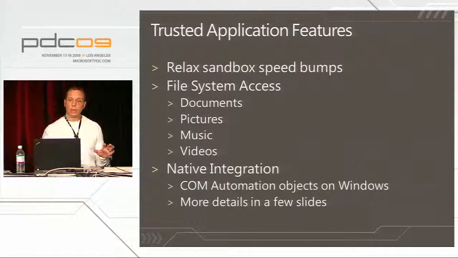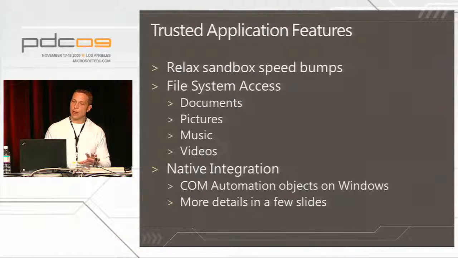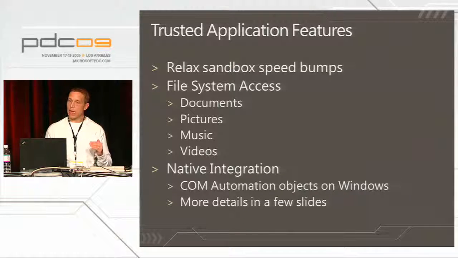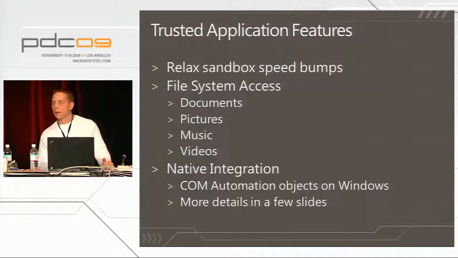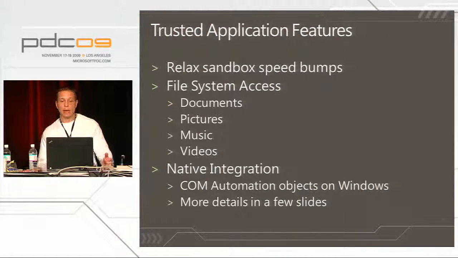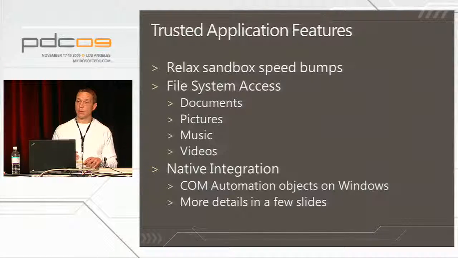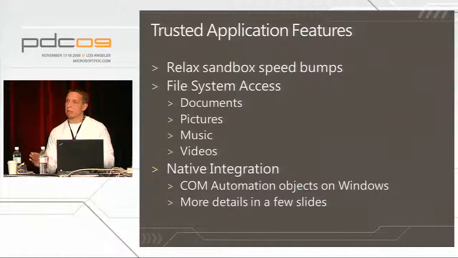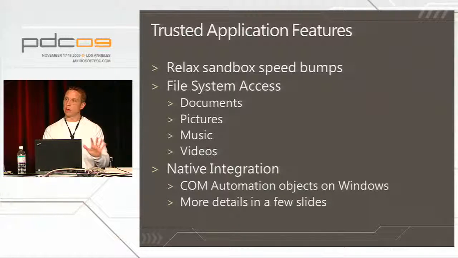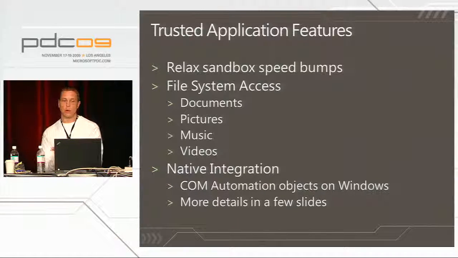So we did really two main areas. For trusted apps, we relaxed some sandbox speed bumps. This is policy files for cross-domain networking, that sort of thing. We added file system access. And by the way, the first two things that we did, the file system access and the sandbox restrictions, all work the same, consistent, cross-platform. They work the same way on Windows and OS X. You get all the same functionality on both.